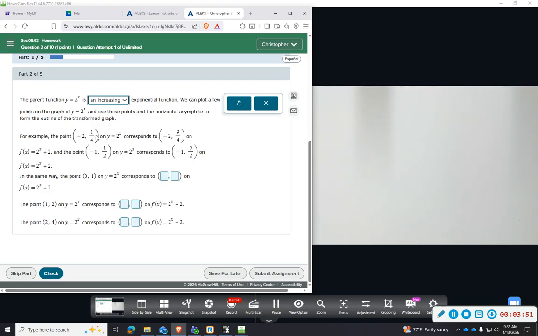As an example, if we plug in negative 2, we get 1/4. On this graph it would correspond to 9/4, and that's because of the plus 2 that got shifted. Same thing, plug in a negative 1, we would normally get 1/2 on the original graph. The point on this graph would be 2 higher. In the same way, for 0, 1, I'm going to add 2 to this position. This will give me 0 and 3.